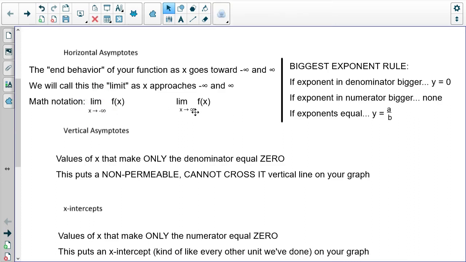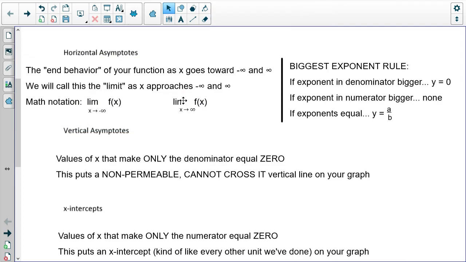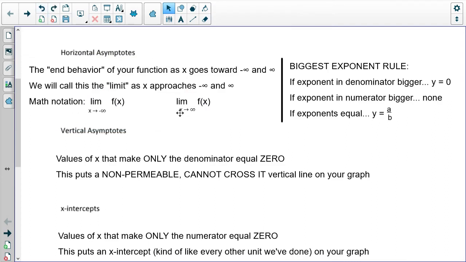This ended up being in the wrong spot. Sorry about that. I don't know why that got in the wrong spot too. No, stop moving. No.